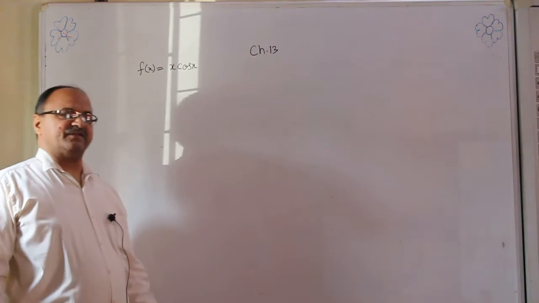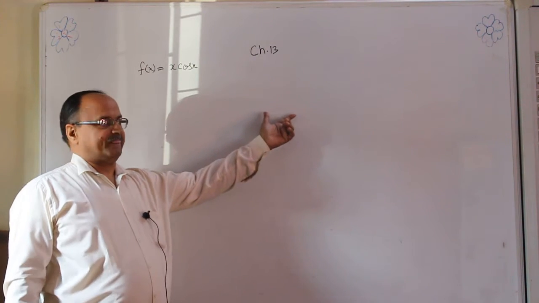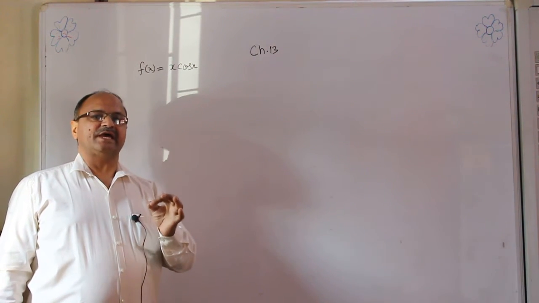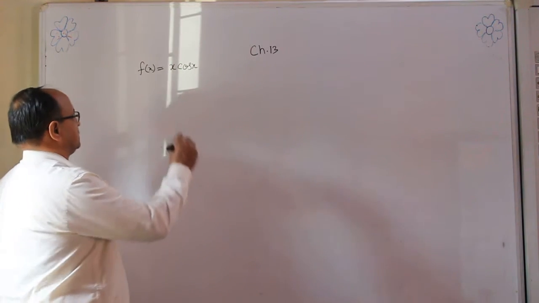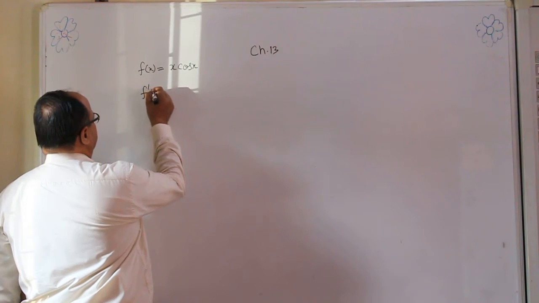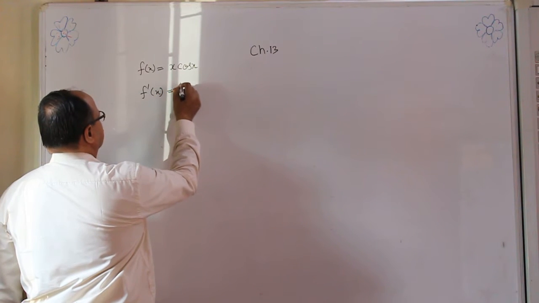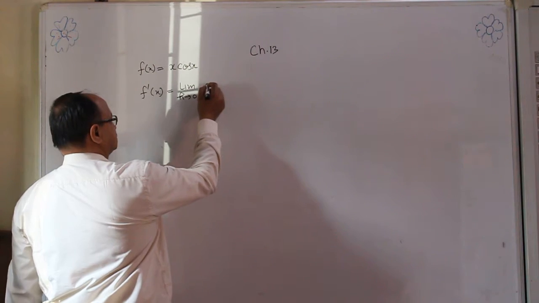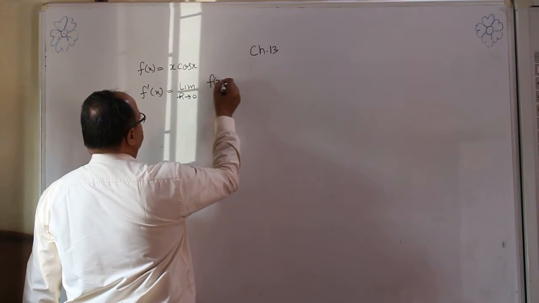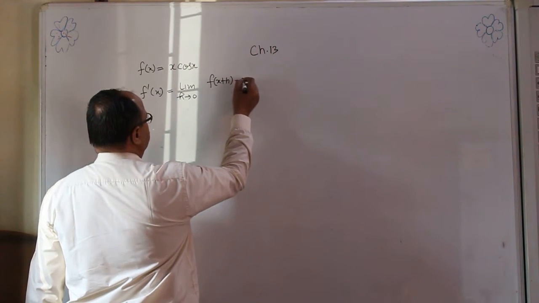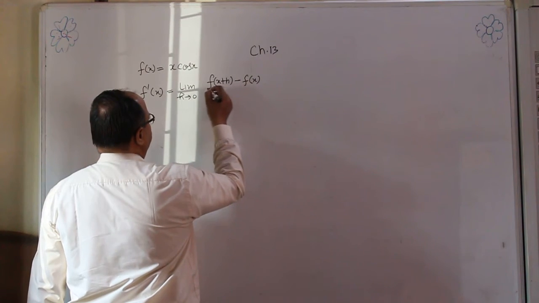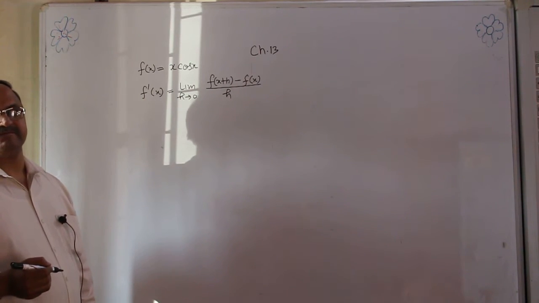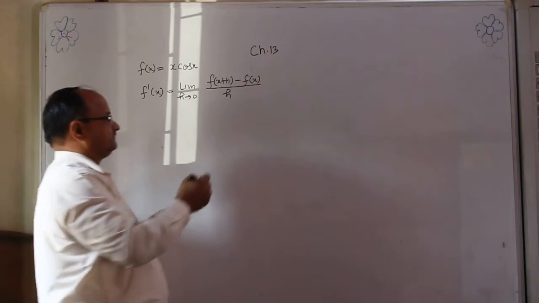Today our topic is derivative using first principle. We solve this question: f of x is equal to x cos x. Formula you know, f dash x is the limit as h approaches 0 of f of x plus h minus f of x divided by h. This is called first principle.